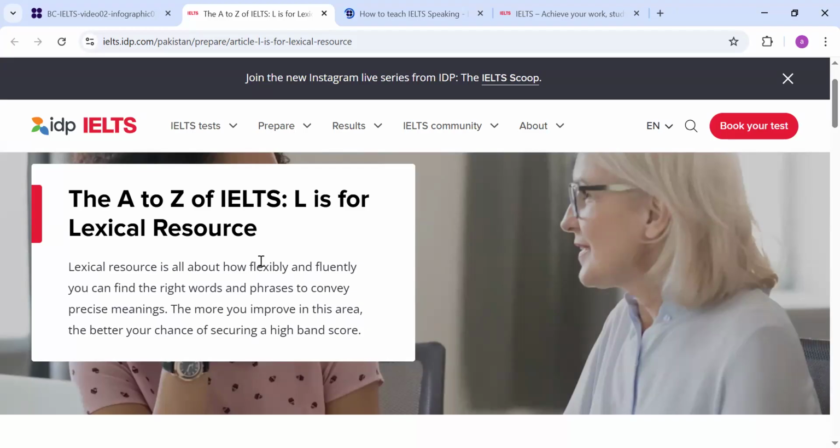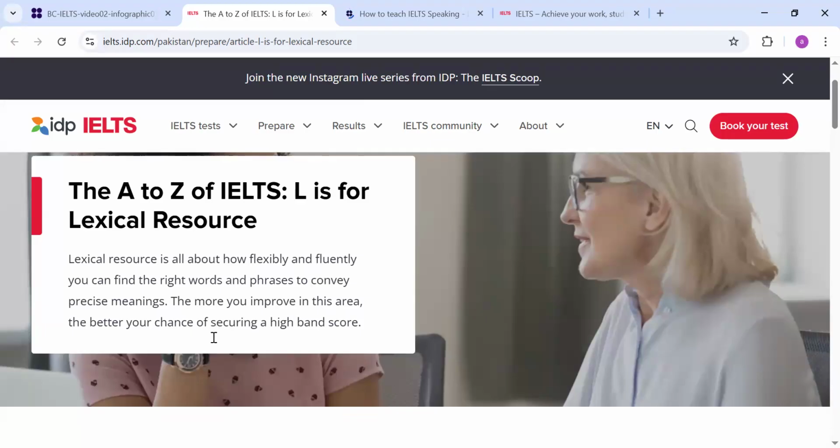And one thing is that we don't need to think too much about selecting those words. Words related to the topic are produced naturally. So this is also considered fluency, like we are using these words fluently. We are not taking time to think about synonyms or different words for the topic we are discussing. So the more you improve in this area, the better your chance of securing a high band score.